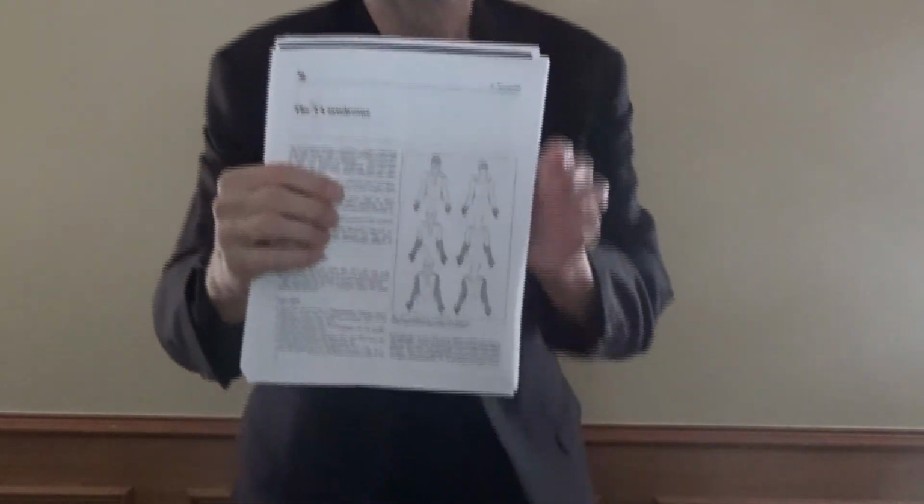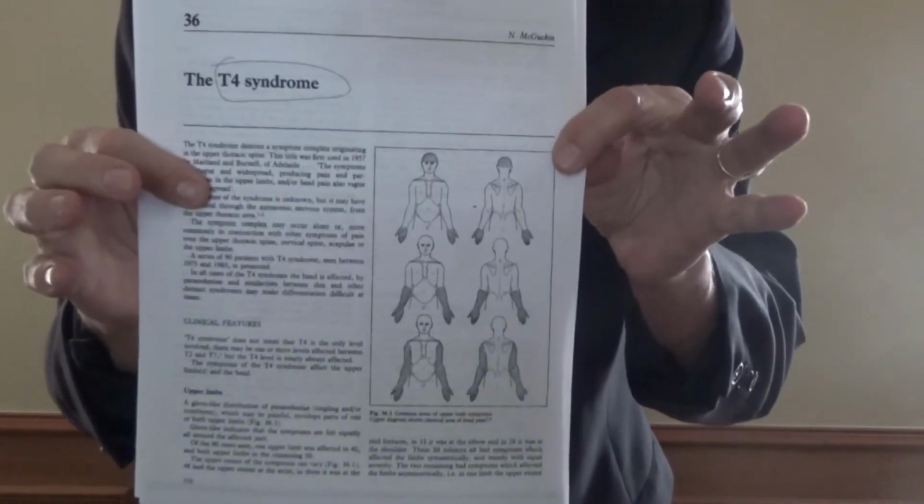T4 syndrome. T4 syndrome, you have pain in the hands, elbow through hands, or shoulder through hands. And here's the picture of it right here. So if you've never thought of the T4 syndrome or even knew about it for those particular symptoms, there it is.